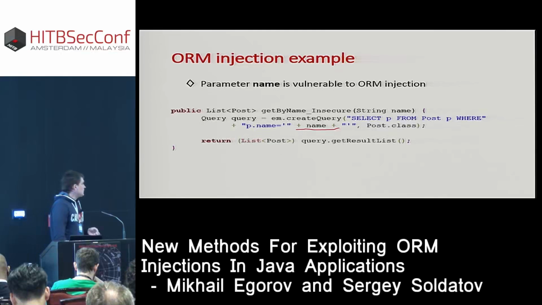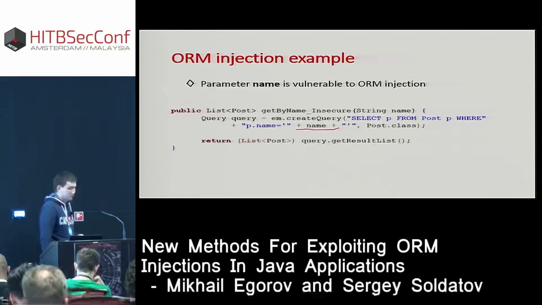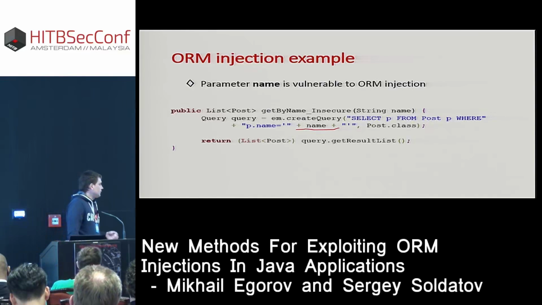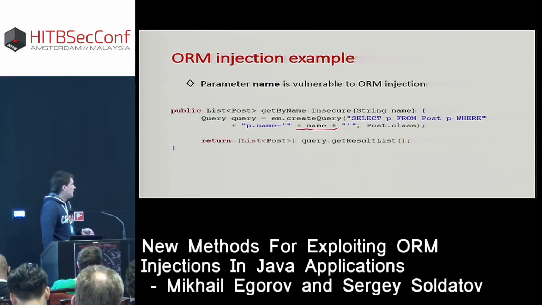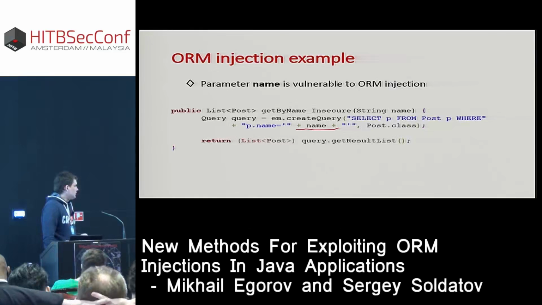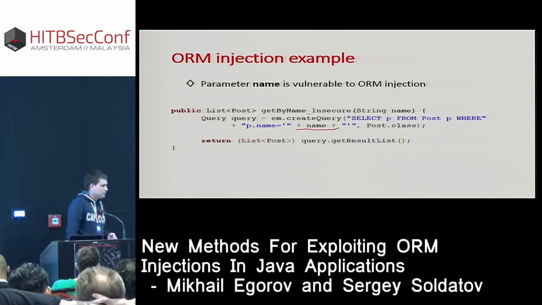Here on the slide you can see an example of a function that is vulnerable to ORM injection. The JPQL query is constructed by string concatenation. There is a static part, and it is concatenated with the name parameter that is controlled from outside of the function. Then this query is used to get data from the database and construct a list of Java objects of class Post.